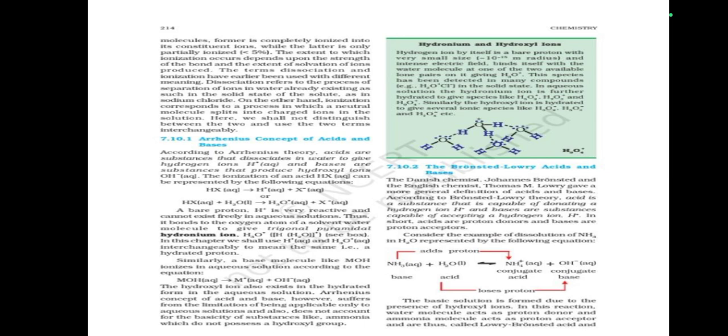Now, this species has been detected in many compounds, for example H3O+ Cl-. In the solid state, and in aqueous solution, the hydronium ion is further hydrated to give species like H5O2+, H7O3+, and H9O4+. Similarly, the hydroxyl ion is hydrated to give several ionic species like H3O2-, H5O3-, and H7O4-, etc.